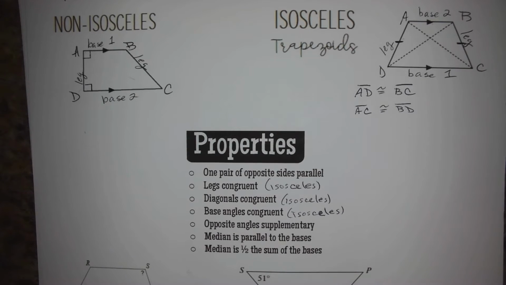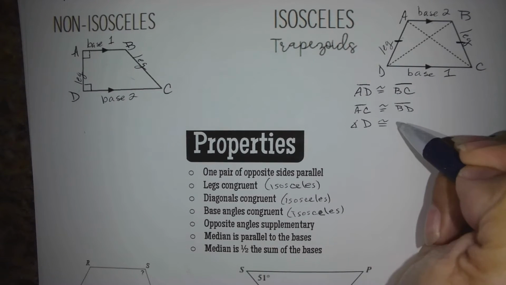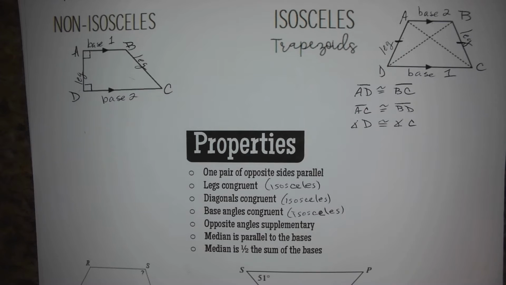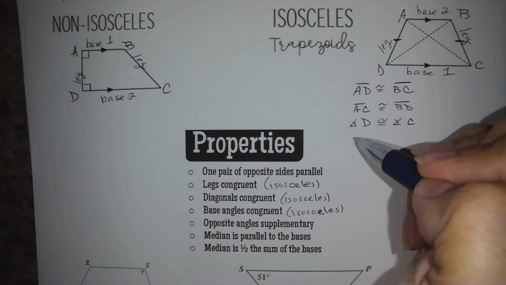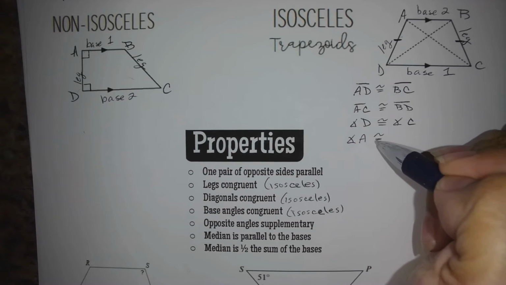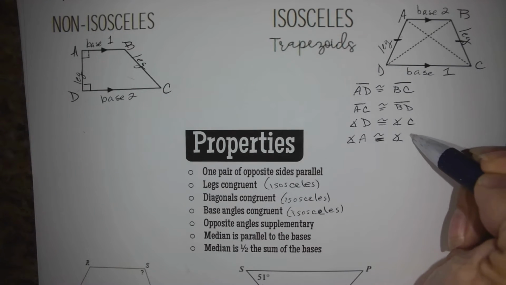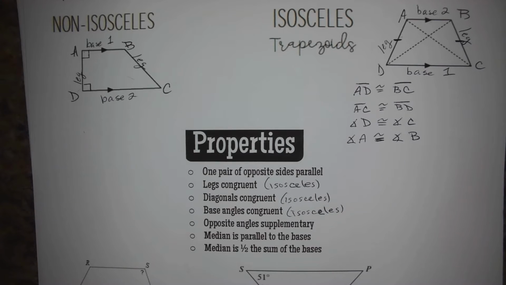For the isosceles, again, this is for the isosceles trapezoid, we do have congruent angles, congruent base angles. So that means angle D is congruent to angle C. And then we have the other base where angle A is congruent to angle B. Make that congruent sign a little better. So we do have that situation there.